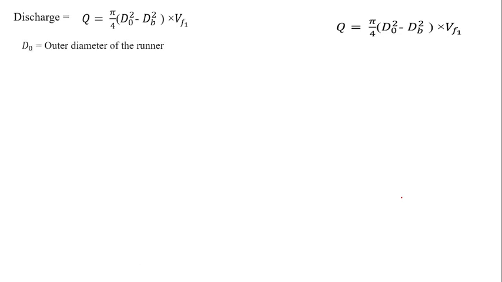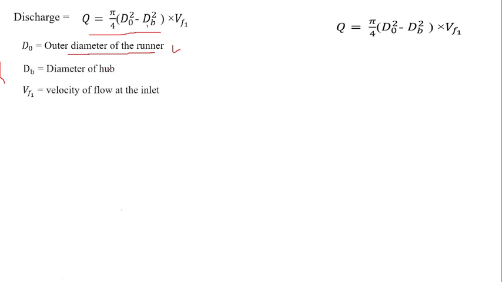You can calculate it. Discharge, nothing but Q, is equal to area into velocity: pi by 4 (d naught square minus dB square) into Vf1, where d naught is the outer diameter of the runner, dB is the diameter of the hub, and Vf1 is the velocity of the flow at the inlet.